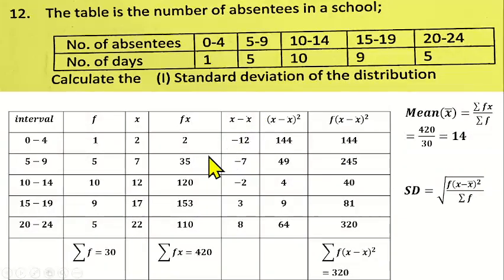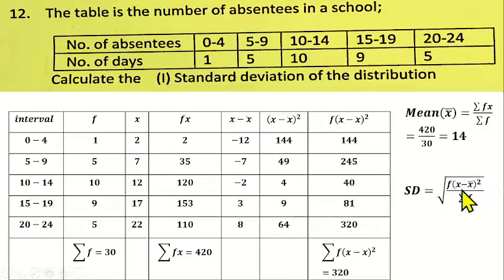So x minus x bar: 2 minus 14 gives us minus 12. 7 minus 14 gives us minus 7. 12 minus 14 is minus 2. 17 minus 14 gives us 3. 22 minus 14 gives us 8. Then after doing that, we need to square our x minus x bar, which is the deviation. Whatever you get here, square it. Minus 12 squared is 144. Minus 7 squared is 49. Minus 2 squared is 4. 3 squared is 9. 8 squared is 64.